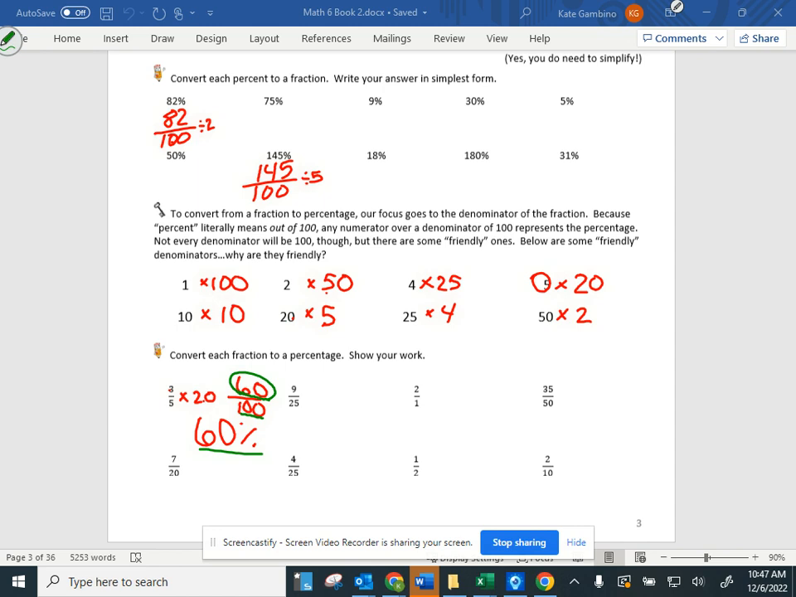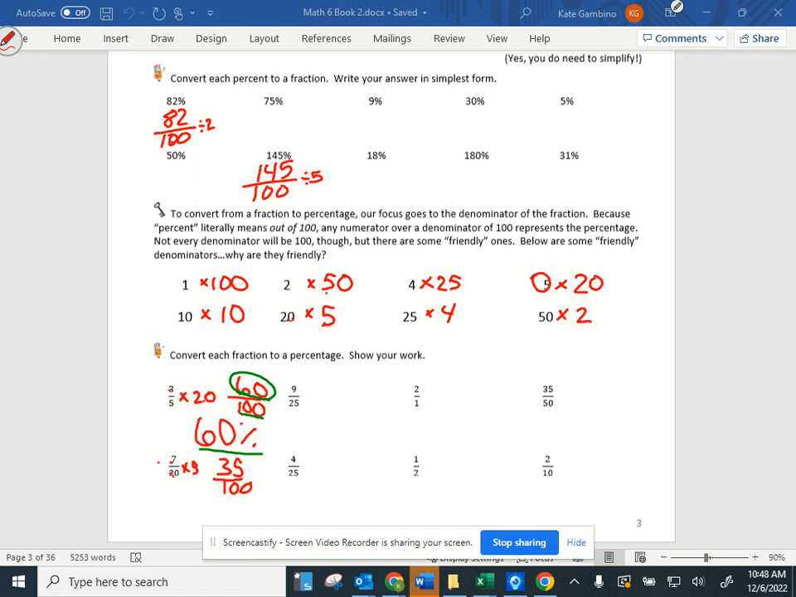Let's do one more together. 7/20. What do I have to do to find my percentage? Riziki, what do I have to do? You have to multiply 7 times 5. I have to multiply by 5 because I want that denominator to be 100. To go from 20 to 100, I have to multiply by 5. So whatever I do to my denominator, I do to my numerator. 7 times 5 is what? 35. So now I have 35 100ths.